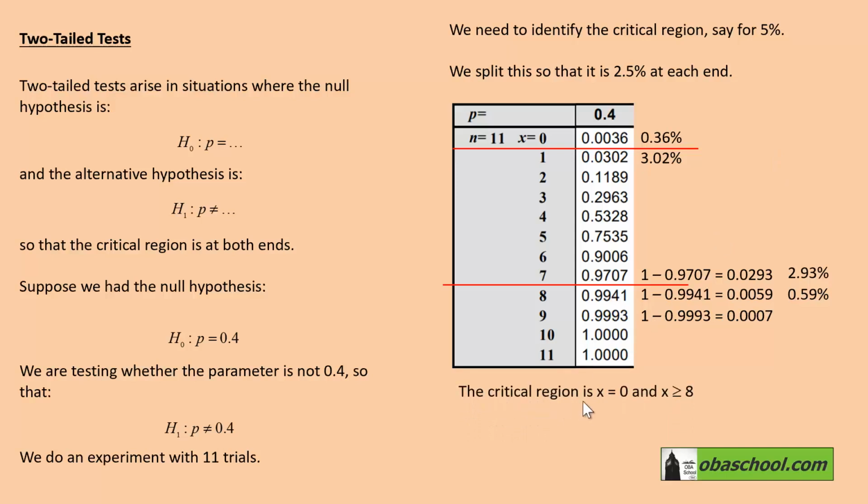The critical region we've now identified is the value x equals 0 and x is greater than or equal to 8. And so the acceptance region are the values from 1 to 7.